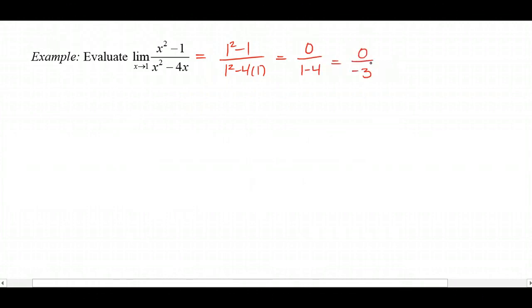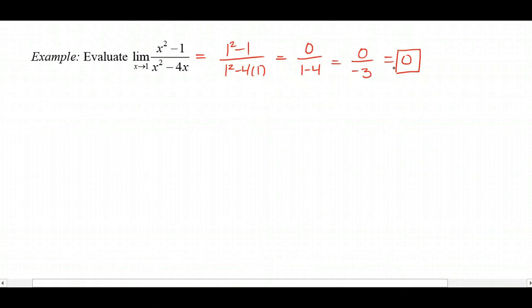Alright, in this last example, we're told to evaluate the limit as x approaches 1 of x squared minus 1 over x squared minus 4x. Now this is the warning example. What we should try to do on every problem that's a limit as x approaches a number is first use direct substitution. So let's do what we're supposed to do first. So we plug in 1. 1 squared minus 1 over 1 squared minus 4 times 1. 1 squared minus 1 is 0. 1 minus 4 in the denominator gives us negative 3. 0 over a number is 0, so the final answer is 0.